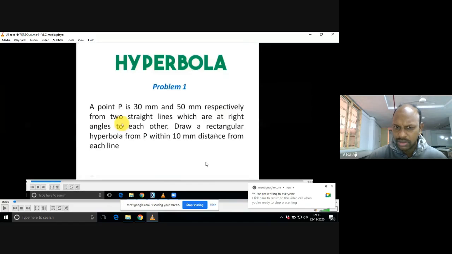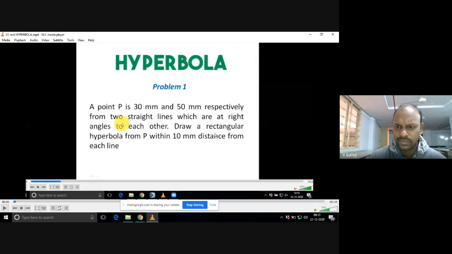So here we are seeing one more important curve, that is rectangular hyperbola. What is the difference between a regular hyperbola and a rectangular hyperbola? For a regular hyperbola, you are saying eccentricity greater than 1. So what is the specialty of rectangular hyperbola?